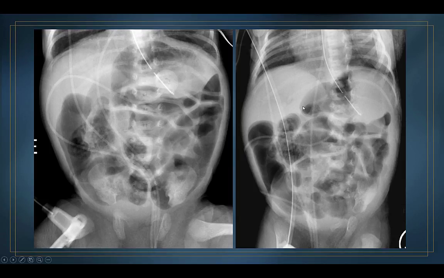See, this is that loop of bowel. This is the stomach bubble with a big fluid level in it. And there really is no pneumoperitoneum. He happens to have portal venous air. He obviously has pneumatosis intestinalis. He obviously has asymmetric bowel distension with a bunch of elongated loops of small bowel.